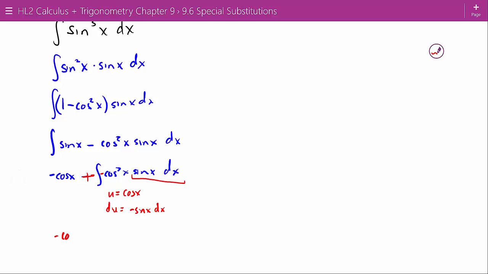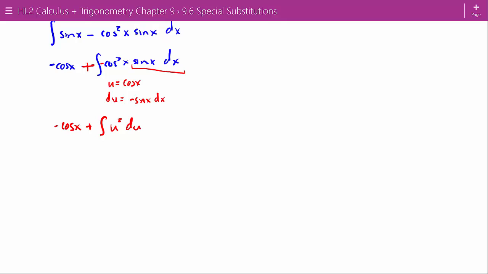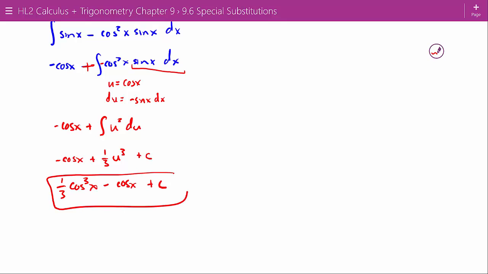So we have negative cosine x plus the integral u squared du. And look at that little beauty. That's very manageable. We can hang with that. Negative cosine x plus 1/3 u cubed plus c. Well, what was u? U was cosine. So we can clean this up and rearrange it to become 1/3 cosine cubed x minus cosine x plus c. And there we go. We're done.